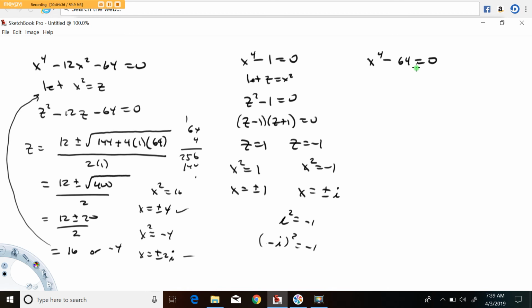This last one is going to be very, very similar. In fact, it's similar enough that I'm just going to leave this as an exercise for the reader. Start by letting z equal x squared. This is going to read z squared minus 64 equals 0. You're going to get 2 values for z, and then just take those values, put them in here, and solve for x. So again, the intent here is to help you understand how to solve fourth order equations.